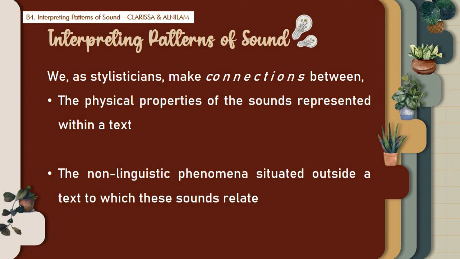Specifically, this unit should encourage us to think about how we, as stylisticians, make connections between, on the one hand, the physical properties of the sounds represented within a text, and on the other, the non-linguistic phenomena situated outside a text to which these sounds relate. There are two subtopics. The first one is onomatopoeia, and the second one is the phonetic fallacy.